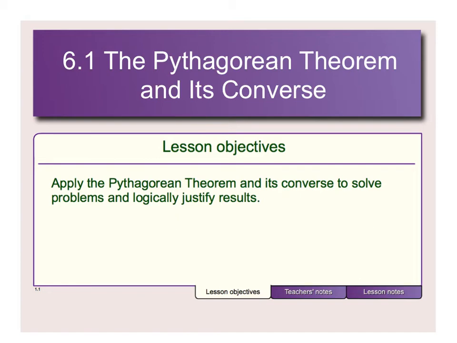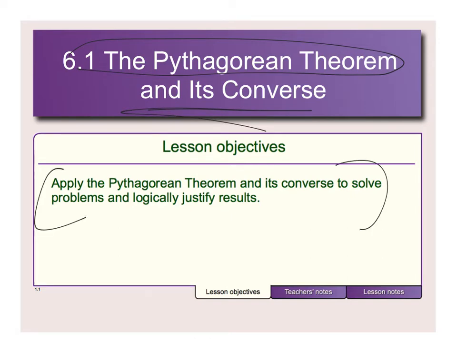This is your first lesson, so we start out with something that you kind of know, might remember, but we've got to build on this a little bit, and that is the Pythagorean theorem and its converse. Converse means what happens when I flip it around. What you need to be able to do is apply the Pythagorean theorem and the converse, and solve problems logically.